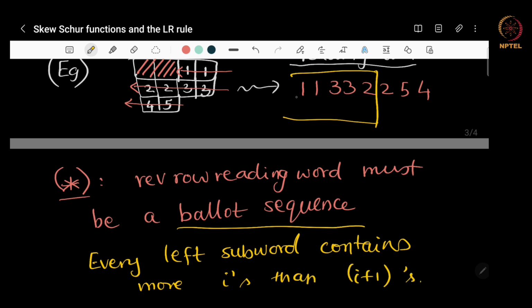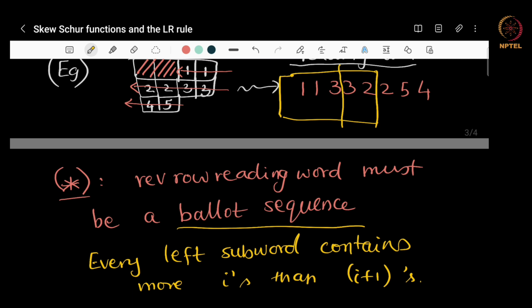Now in this example, this is not a ballot sequence because if you truncate this word here, you'll notice that it has a 3 but it doesn't have a 2. So there are more 3s than 2s if you truncate it at that point. So that's not going to be a ballot sequence. What the LR rule says is that you always need to have more 1s than 2s than 3s than 4s and so on, no matter where you truncate this reverse row reading word.